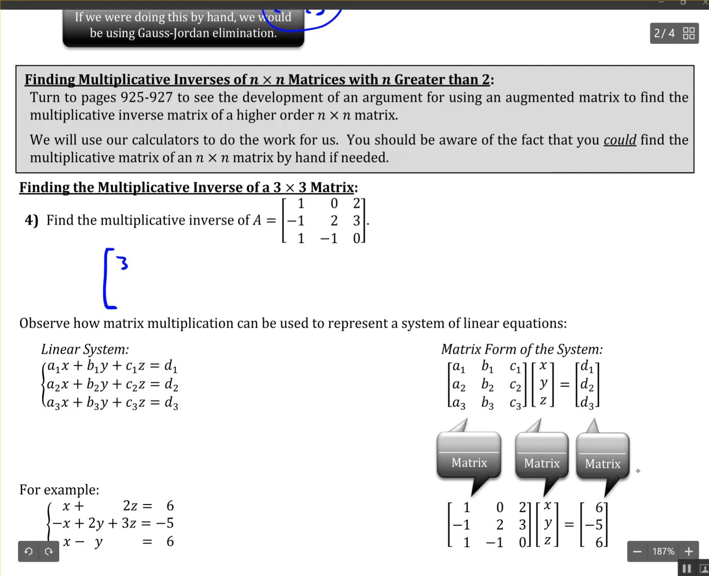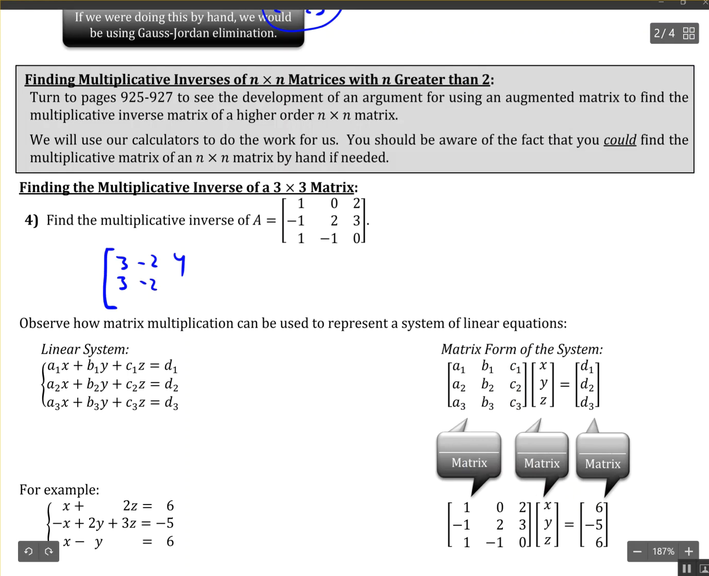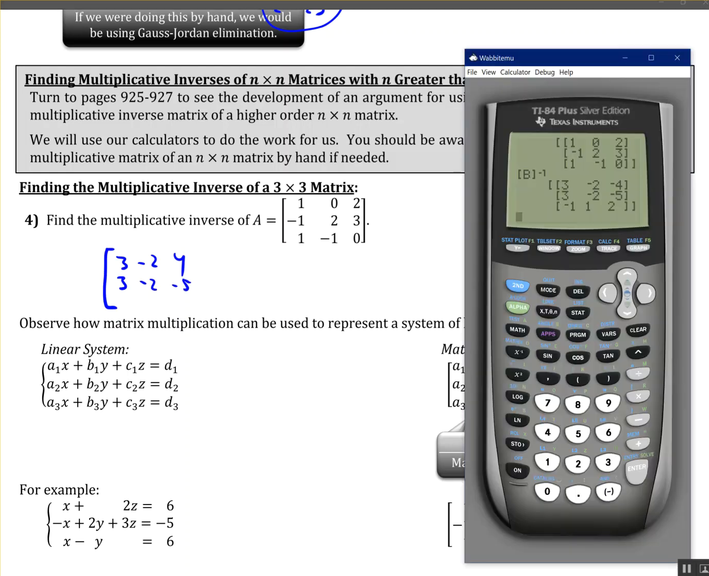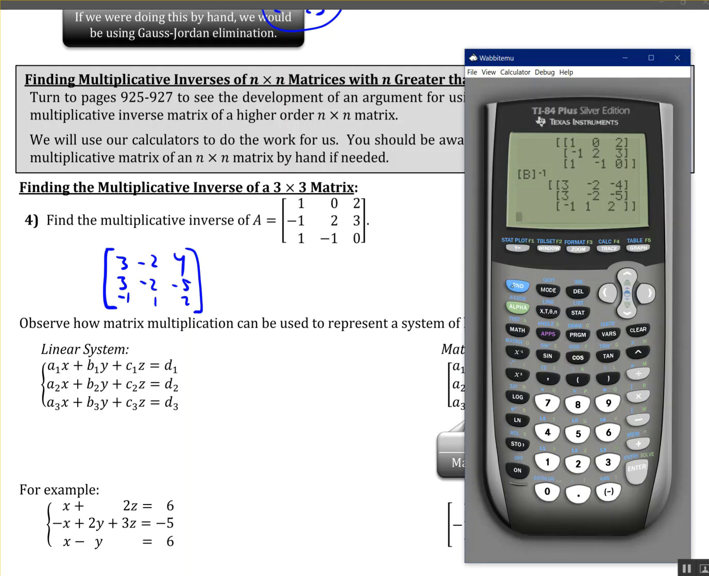So 3, negative 2, 4, 3, negative 2, negative 5, and negative 1, 1, 2. And that's probably the easiest way right there. And we can double check if we wanted to go in here and do matrix. Let's do B, and let's do it times B inverse.